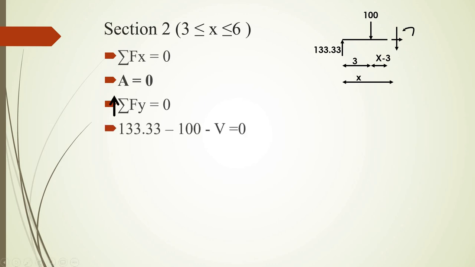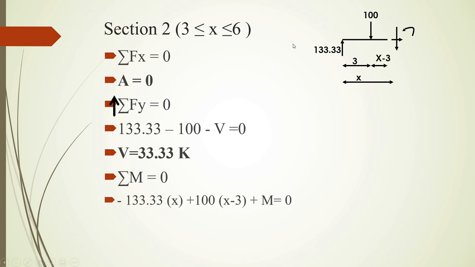Now, whatever vertical force is there, I'm going to take them 133.33 upwards, minus 100. So I'll put it's downwards, so I'll put a negative sign, and minus V, the vertical force, shear force, equals to 0. And if I simplify, I'll get V equals to 33.33 kips.